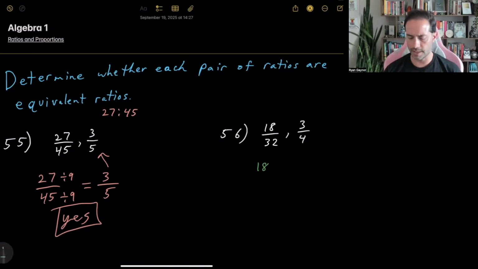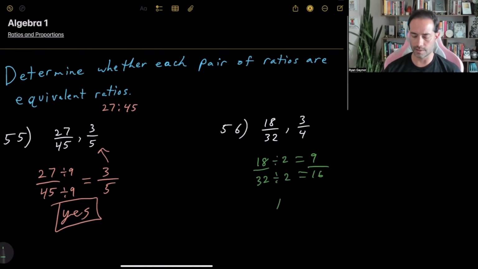So if I did 18 divided by 2, I get 9, and 32 divided by 2, I get 16. But 9 over 16 is not 3 over 4, so the answer for this is no. Because I can't reduce down to 3 over 4. Because if I divide the 9 by 3, 3 does not go into 16, so I'll never get there. So the answer is no.